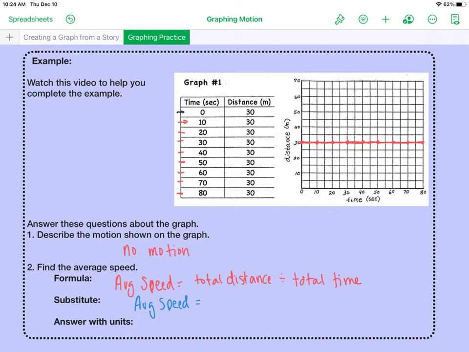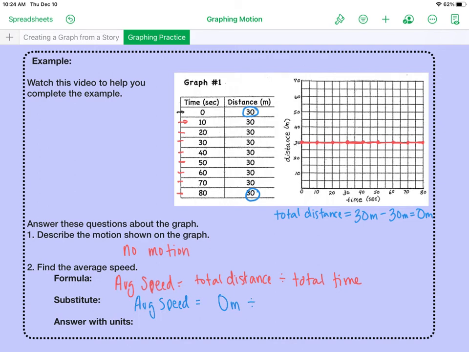So to find that, I'm going to look at my first distance and my last, and I'm going to subtract those 2. So the total distance is going to equal 30 meters, which is my last, minus 30 meters, which is my first, and that gives me 0 meters. So for this one, my total distance is 0 meters.